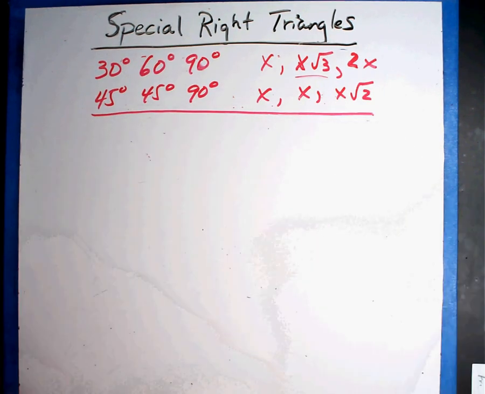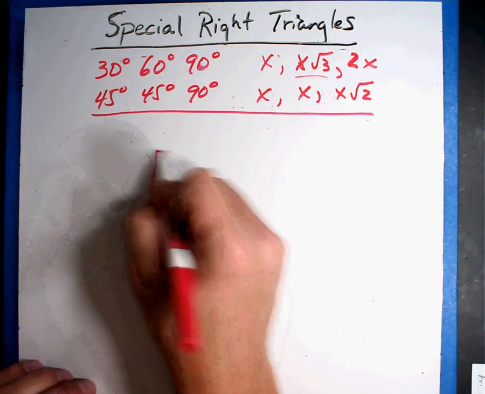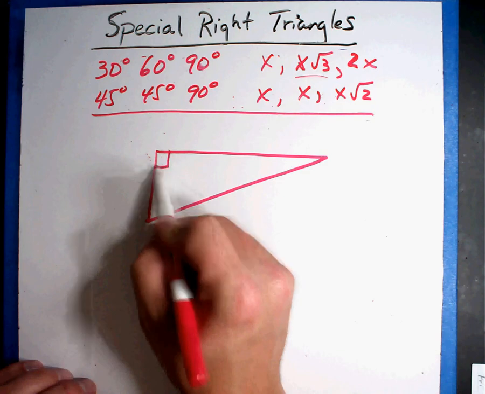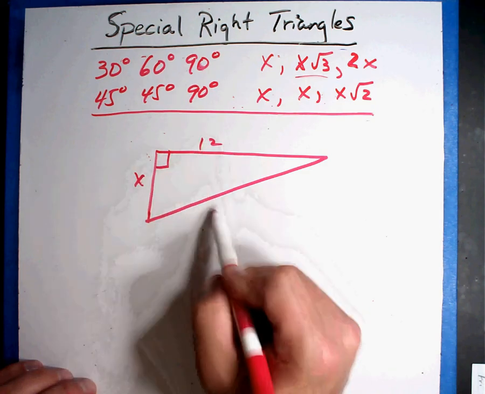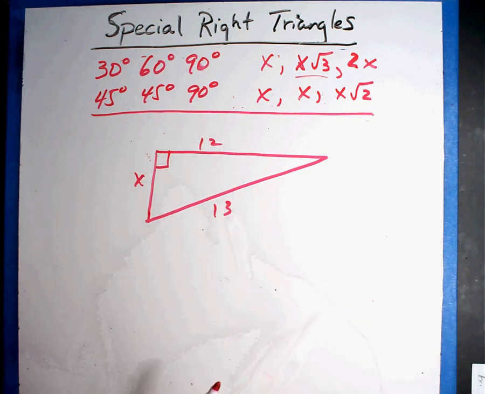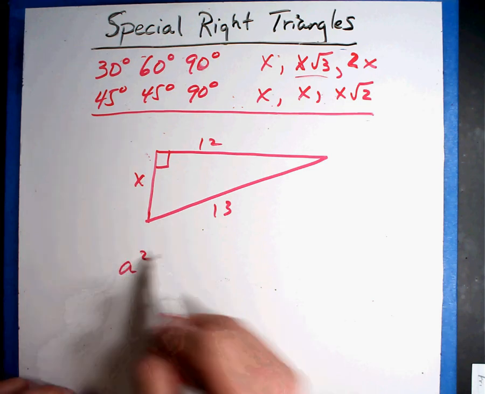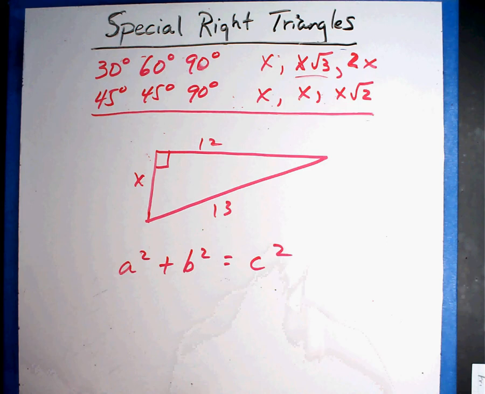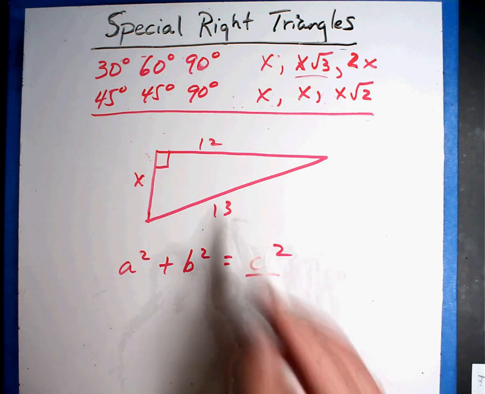Let's try number 3. Triangle looks something like that. X, 12, 13. They don't give you any angles, so immediately go back to what you know: A squared plus B squared equals C squared, the Pythagorean theorem. Now you have to remember, which side is C squared? The longest side, so that's 13.